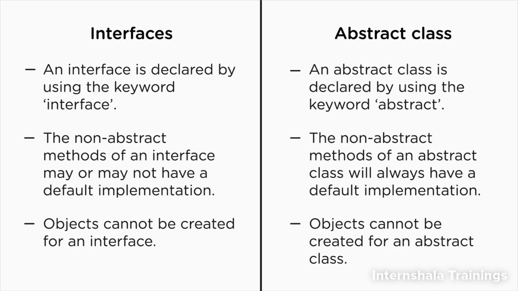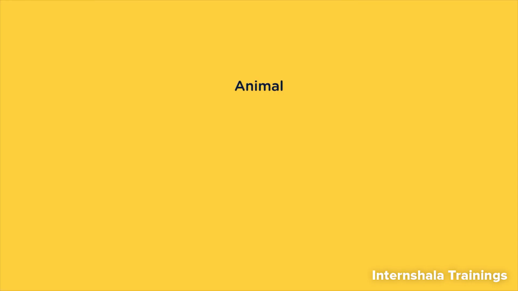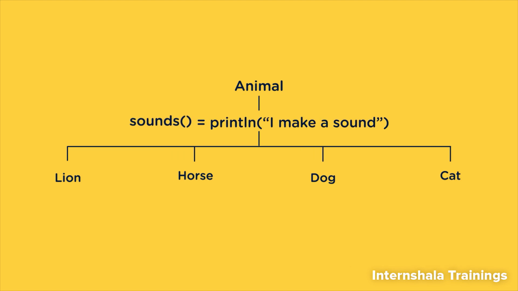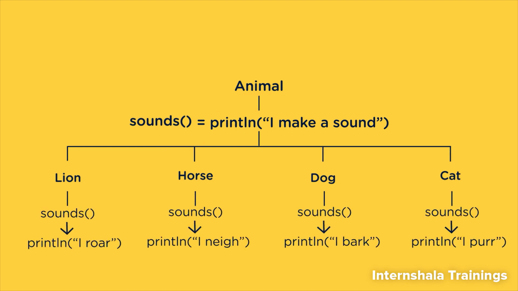Now let's understand the need for an abstract class with the help of an example. Let's say we have a parent class called animal, which has a method called sounds. Also, let's say this parent class has subclasses like lion, horse, dog, cat, etc. Now, even if this method sounds has a default implementation in the parent class, the subclasses will have to override this method to add specific sounds of animals to this method.